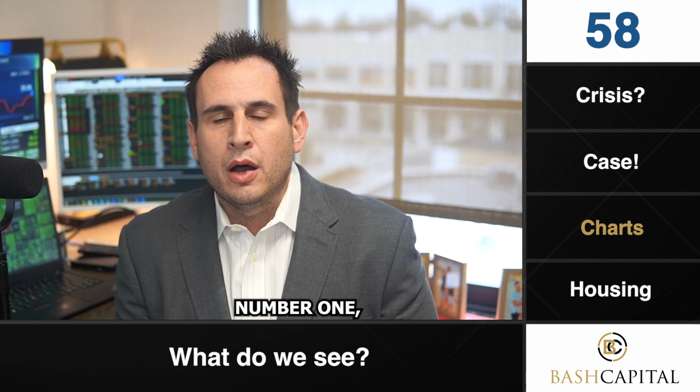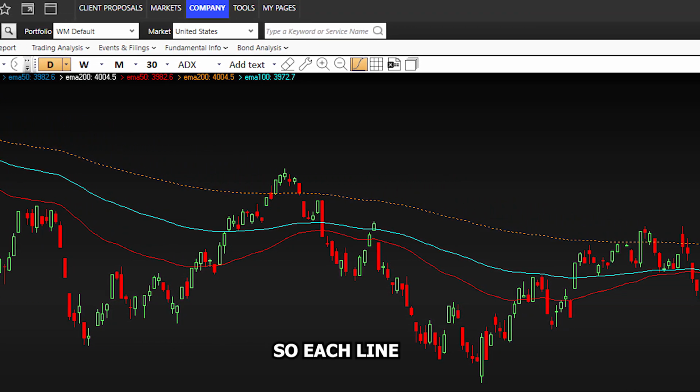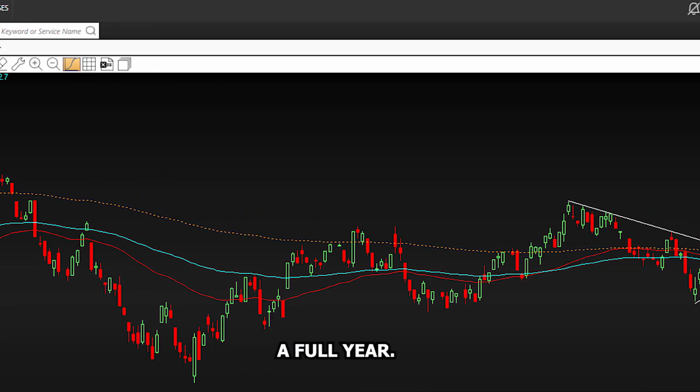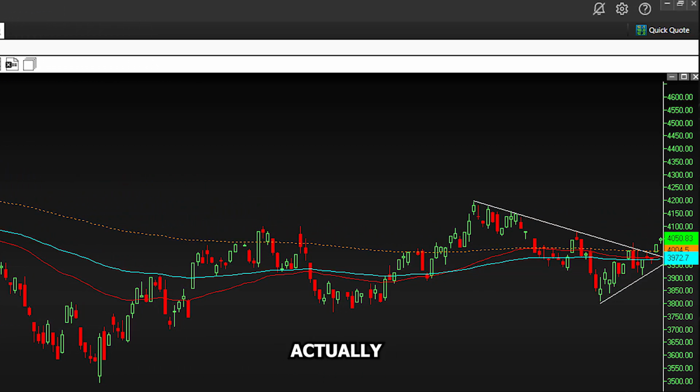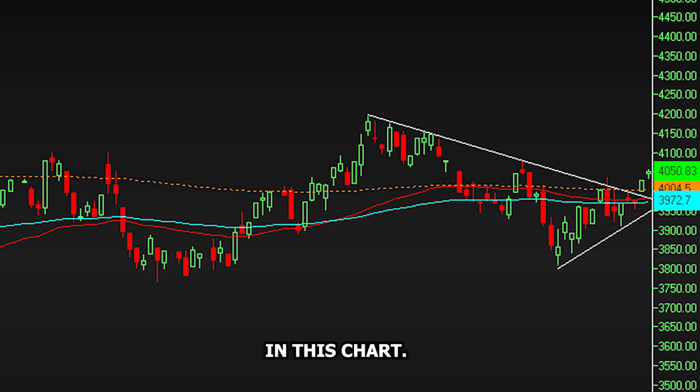Well, number one, right in front of everyone is the S&P 500. And this chart is a daily chart, so each line represents a day of trading. And we're going back almost a full year. But the significance, what we're actually looking at are the two white lines that I drew in this chart.